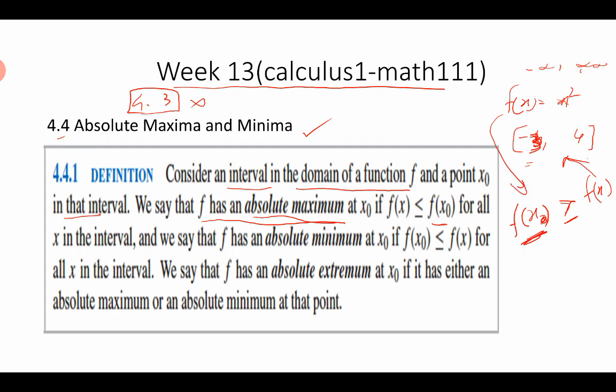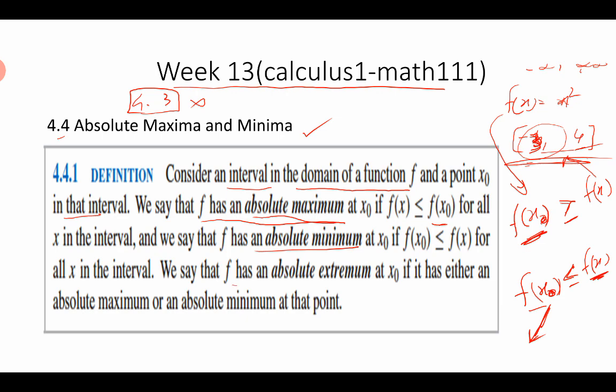You can check at the point 4, you get 4 squared, and all other points give lesser values than this one. We will see different examples of this check. In the same way, for the absolute minimum, if you find an element in this interval for which the function value f of x0 is lesser than or equal to any other value of the function in this interval, then x0 is the value of x at which the function attains its absolute minimum.